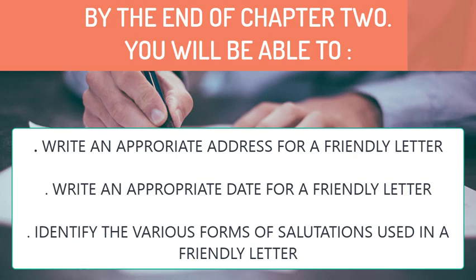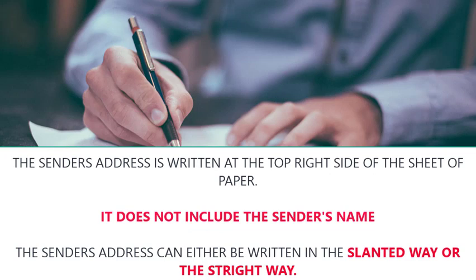We mentioned earlier on that friendly letters must have a sender's address. Usually, the sender's address is written at the top right side of the sheet of paper. Always remember that it does not include the sender's name. Generally, the sender's address is set out in two ways: the slanted way and the straight way.